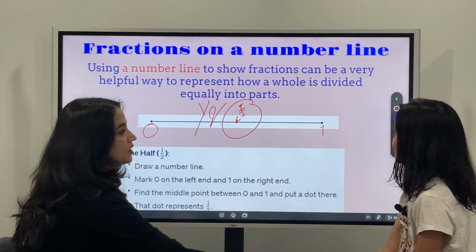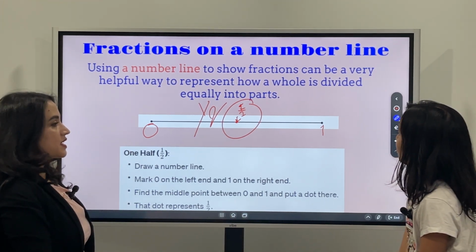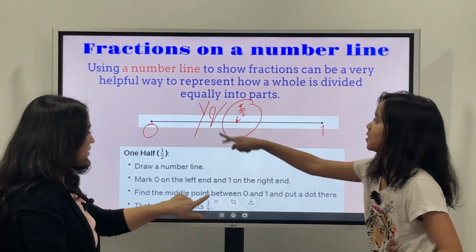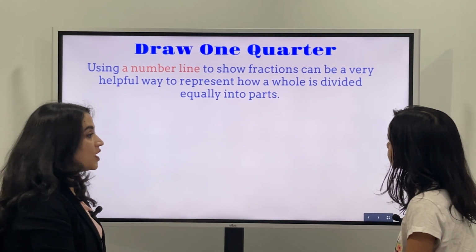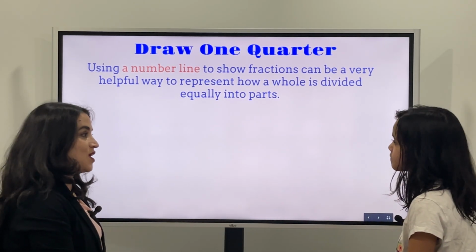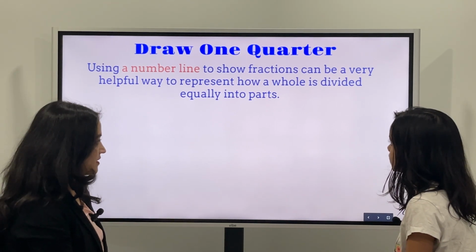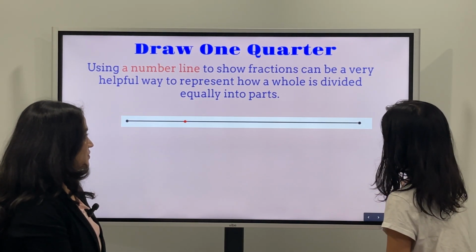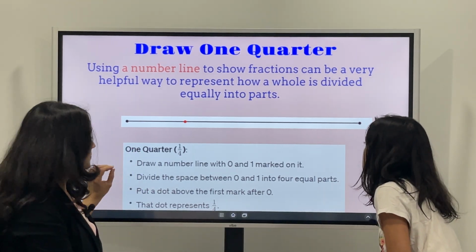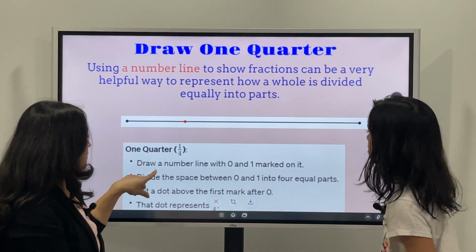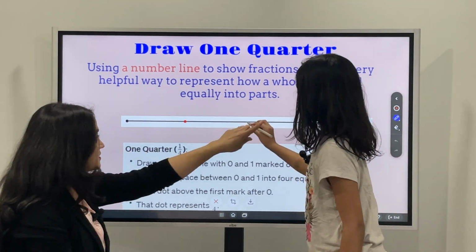What does that say? Let's go to the next slide. That says 1 by 2. So now draw 1 quarter. How can we do that? There's the number line, and there are the steps here again. So 1 quarter is 1 by 4. Draw a number line there.